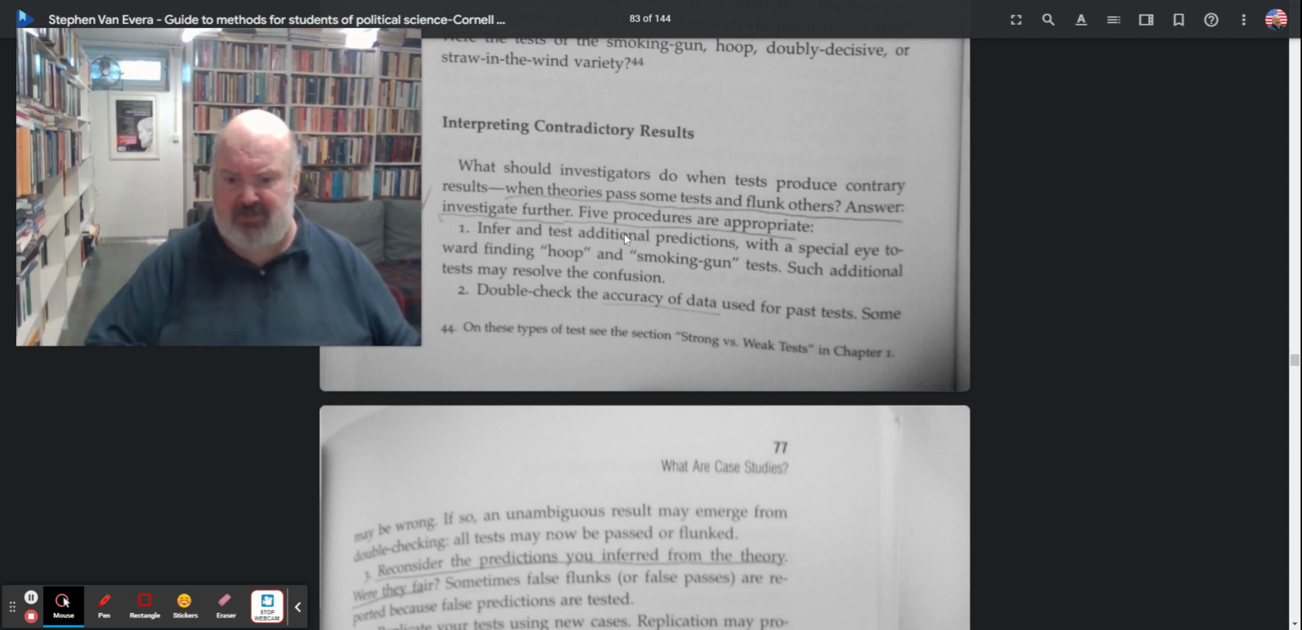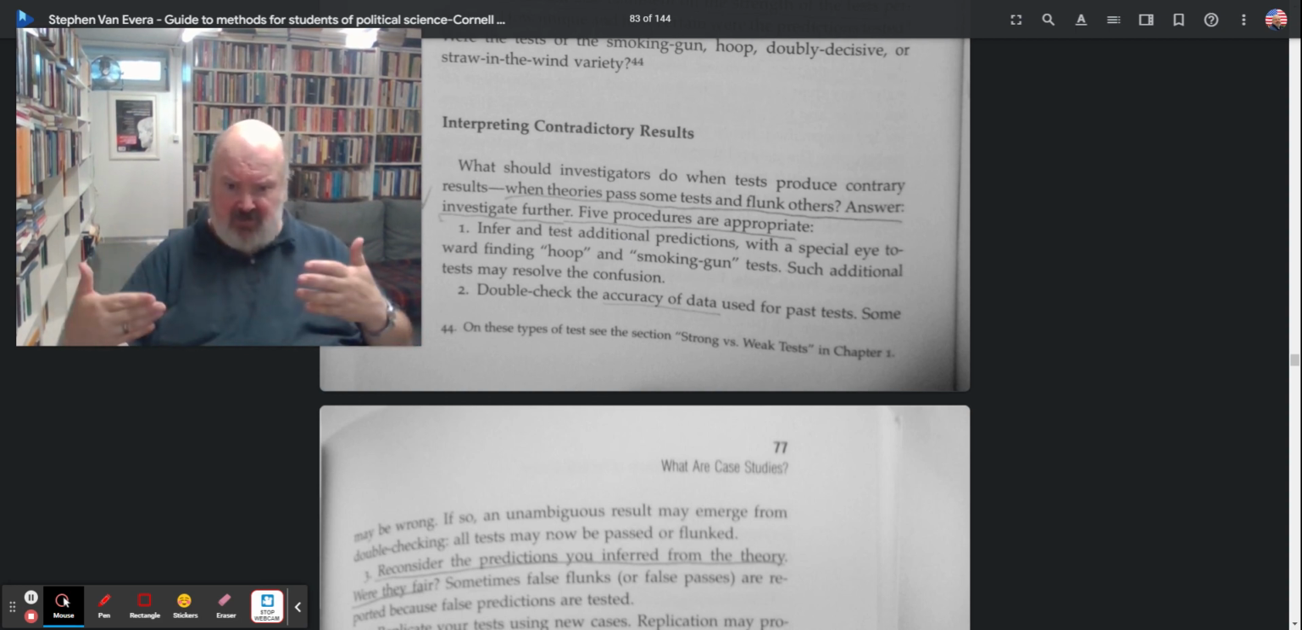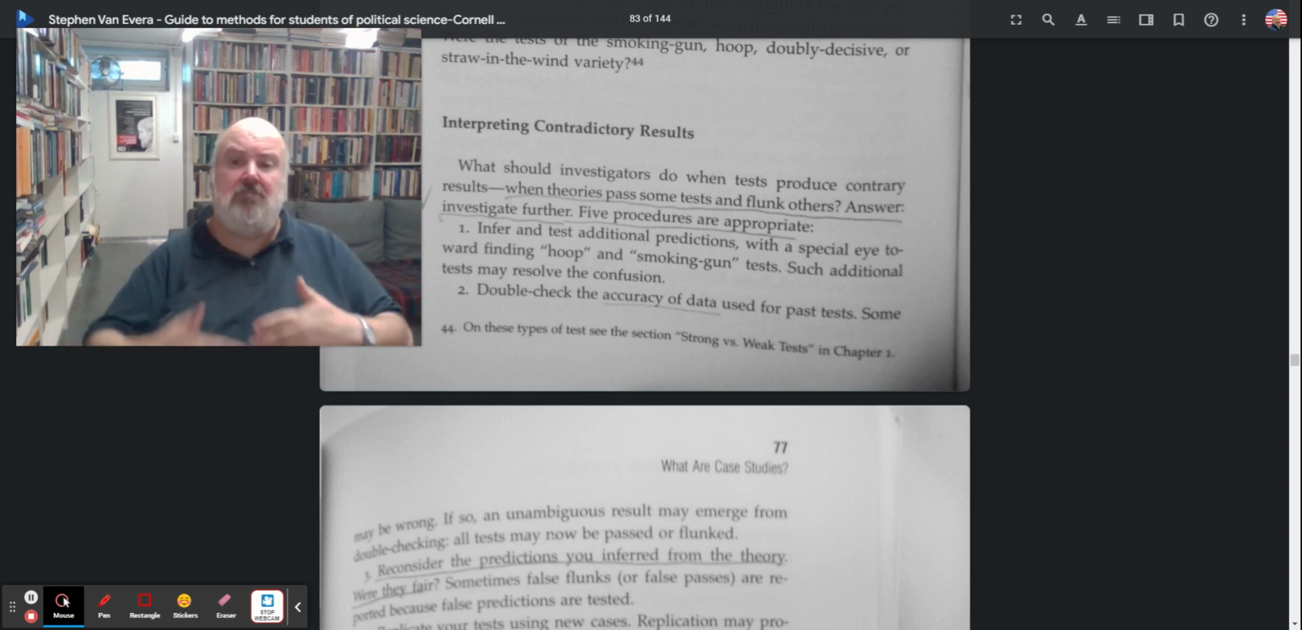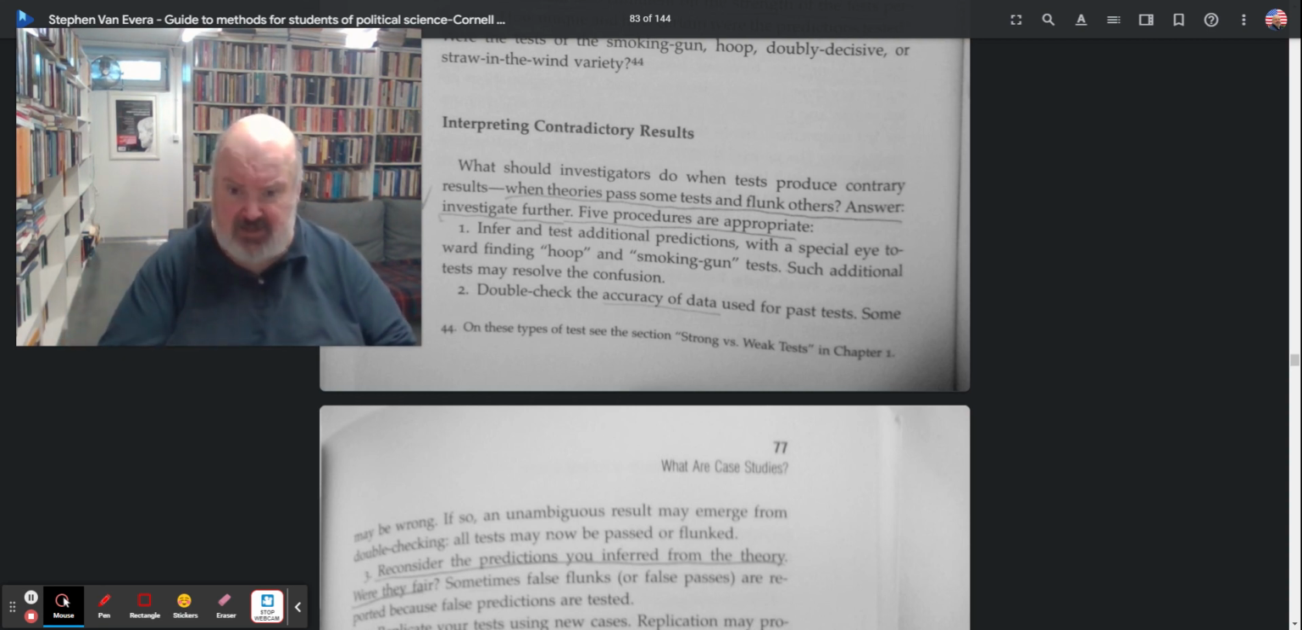And five procedures are appropriate. So these are the five procedures. If there's a contradictory result, we should do these five things. Investigate further. One, infer and test additional predictions, with a special eye to finding hoop and smoking gun tests. Such additional tests may resolve confusion.